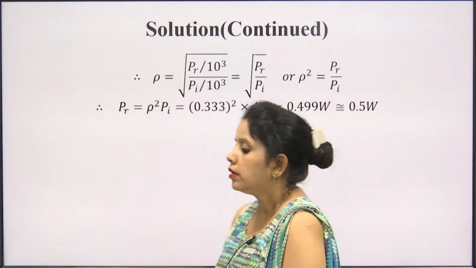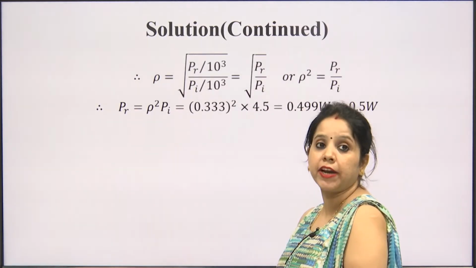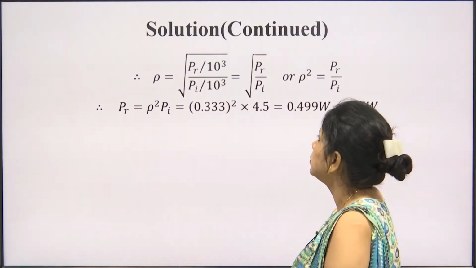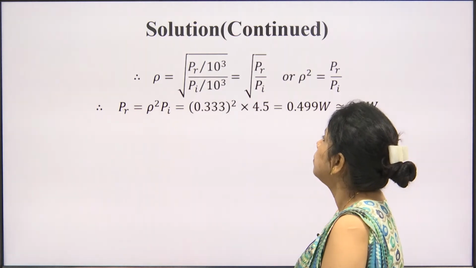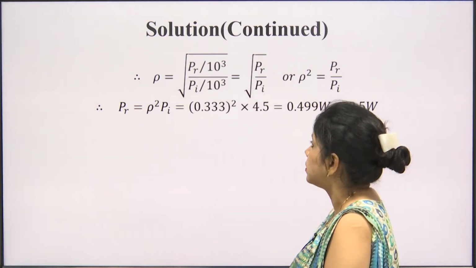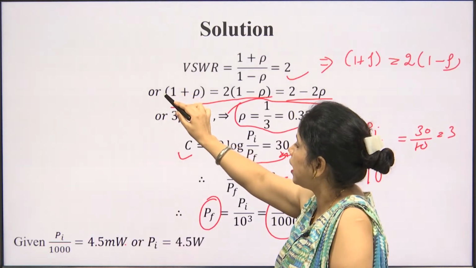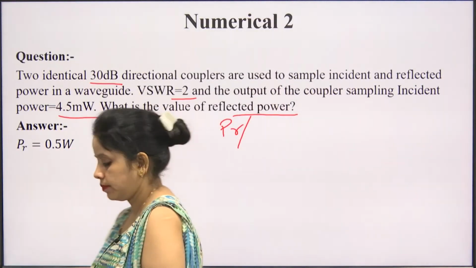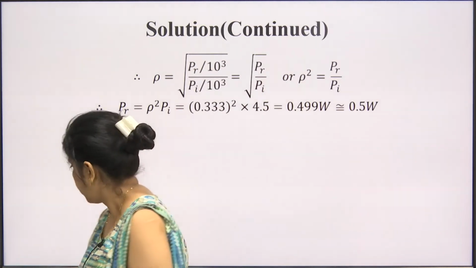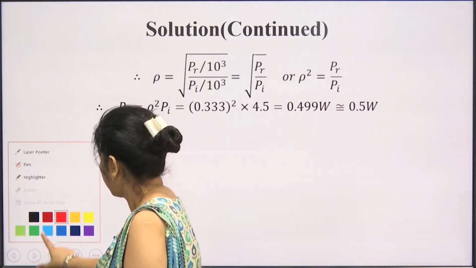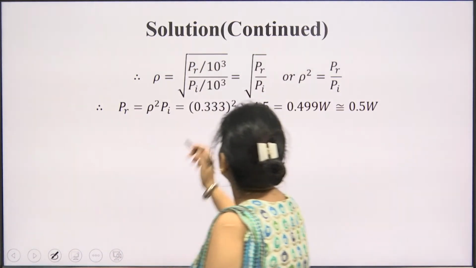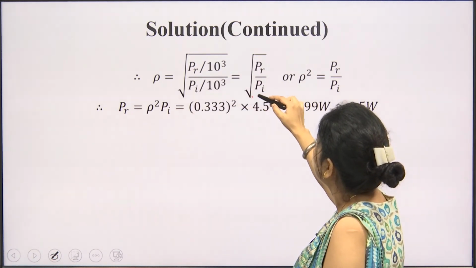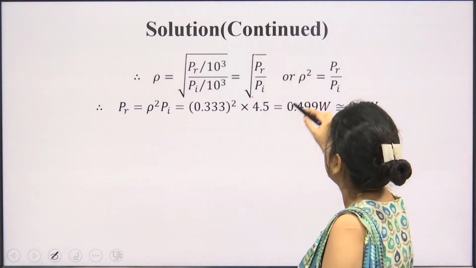Now, as the reflectometer reading shows, rho is equal to under root PR upon 1000 divided by Pi upon 1000. If you are remembering, this is basically our reflectometer reading. So, 1000 upon 1000 gets cancelled, and we are left with under root PR upon Pi.